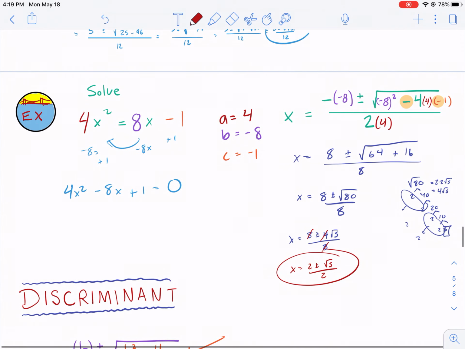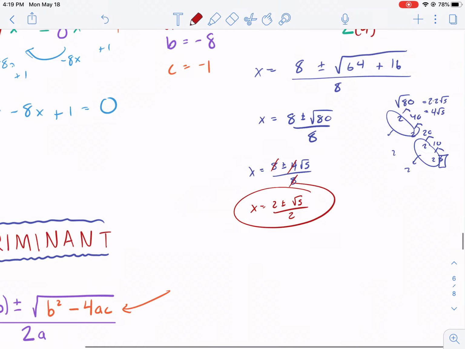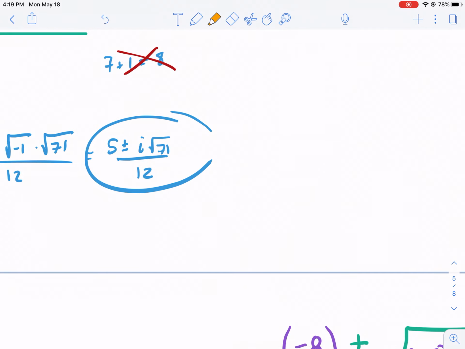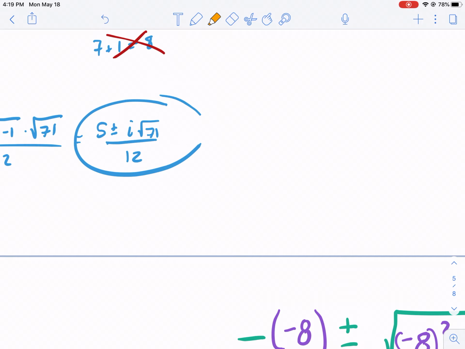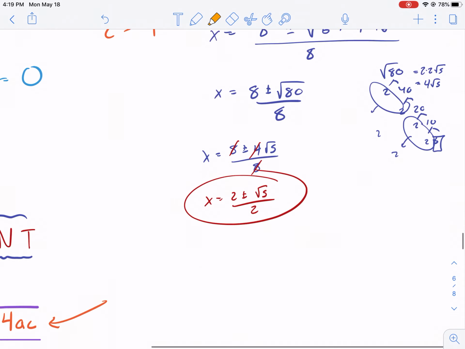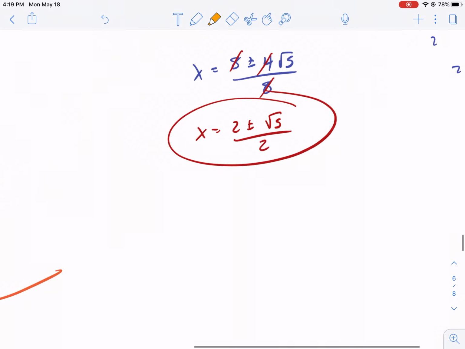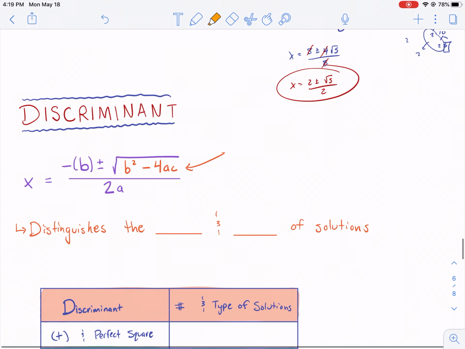Notice here that we have 2 answers for a lot of these problems. So this one had 2 answers. This one had two answers. Where do you see the two answers? Well, in the plus or minus. That means that 5 plus I squared is 71 over 12 is one answer, and 5 minus I squared is 71 over 12 is another answer. Same thing for this, 2 plus radical 5 over 2, and then 2 minus radical 5 over 2. Those are two different answers.